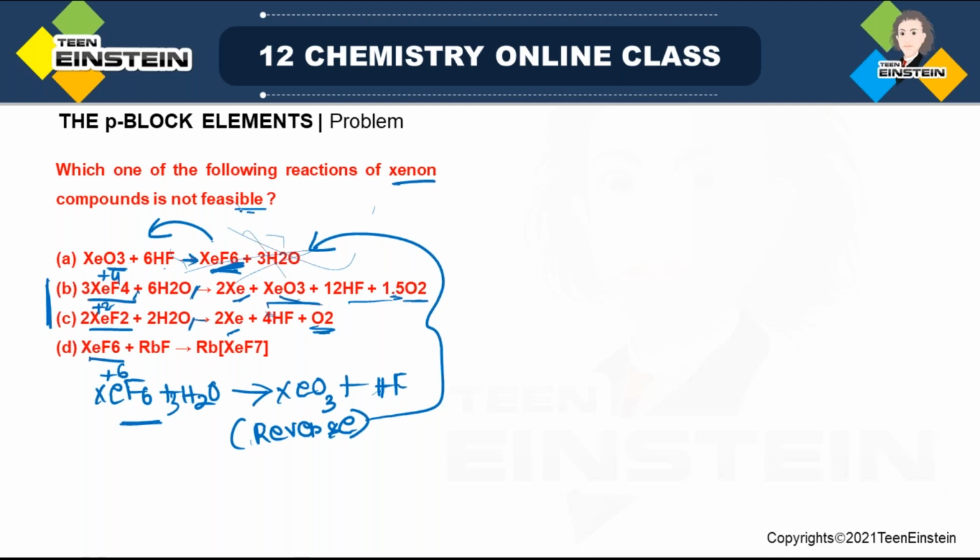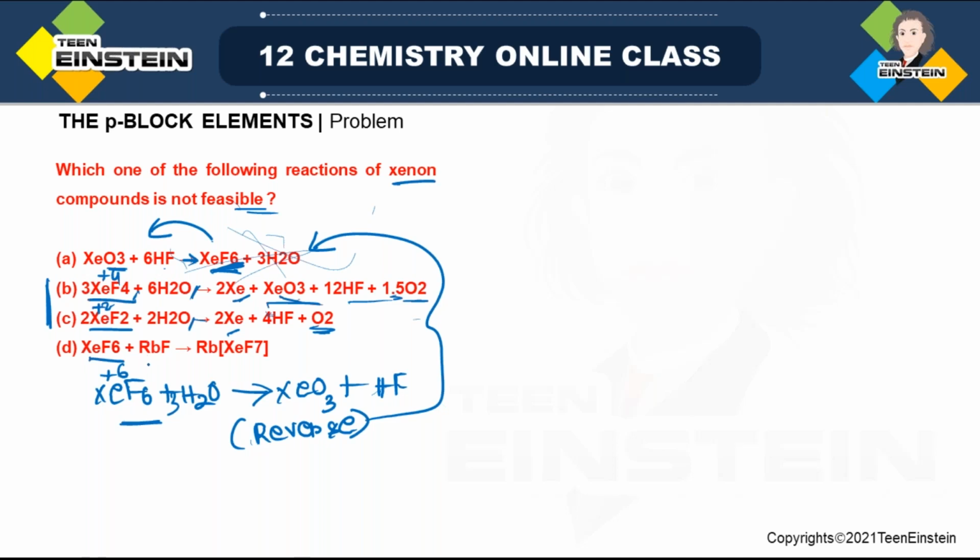When a reaction is feasible, it means what? When you are going from left hand side to right hand side, the right hand side species should be very stable. Then only the reaction is possible. But if the stability is not present, obviously it will not move towards the product. So that is why the first option will be the correct option. This reaction is not feasible.